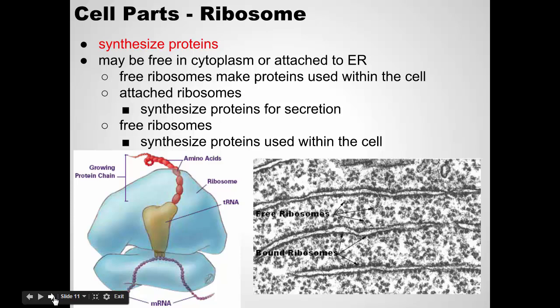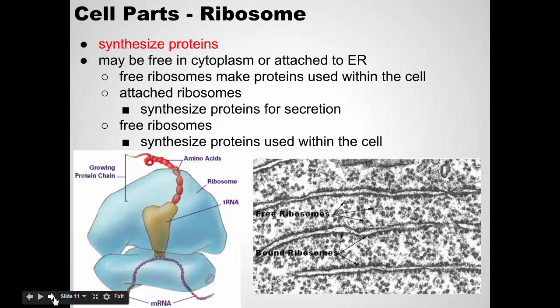Some of these ribosomes are attached to the ER. Okay, you can see these attached ribosomes. Others are free and just sort of floating in the cytoplasm. Usually the ones that are attached are used to synthesize proteins that are going to be excreted from the cell, that are going to leave the cell, whereas free ribosomes are used to synthesize proteins that are going to be used within the cell.